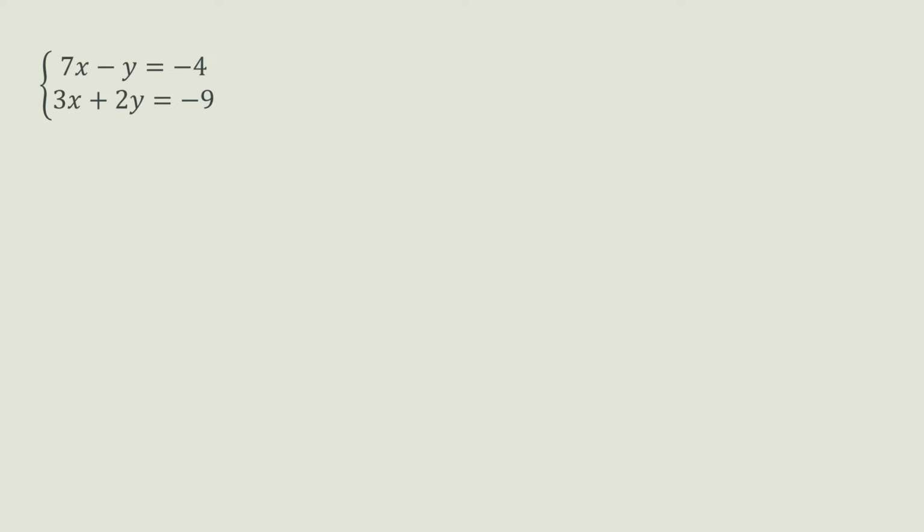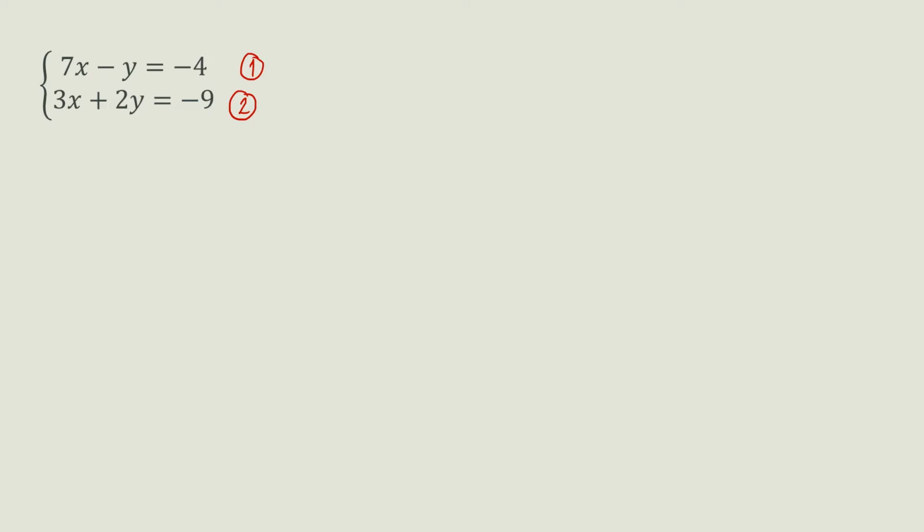So let's have this first example. We have the system 7x minus y is equal to -4 and 3x plus 2y is equal to -9. Let's mark the first one as equation 1, and this is our equation 2. Now, let's follow the steps.